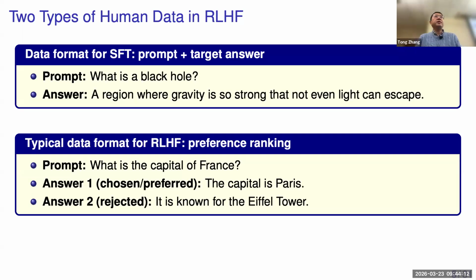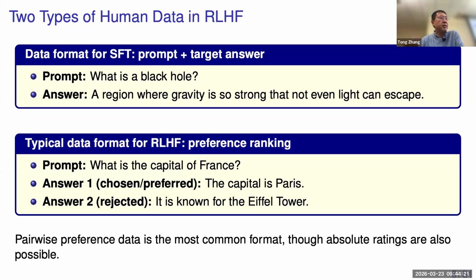So for RLHF, we will focus on the preference data. There are actually other forms of RLHF. Sometimes they use absolute ratings. So for example, you just say, okay, I give a rating of 1, 2, 3, 4, and so on. Sometimes you see that kind of data, but most data you see in RLHF will be this kind of preference.